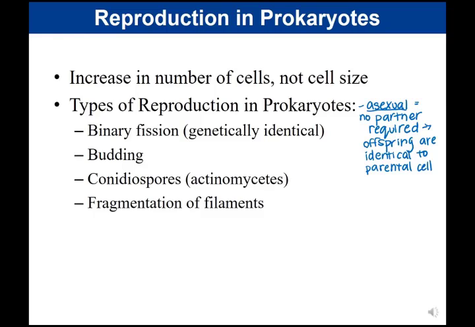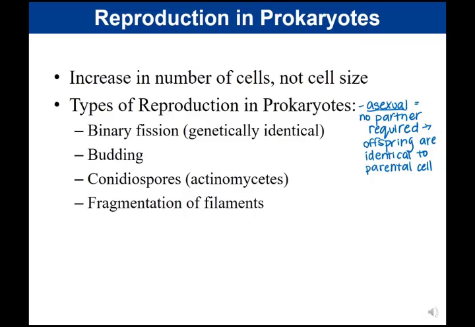Now, there is a caveat to that, and that is that in some cases, when a cell goes to reproduce, occasionally there is a mutation, which is a change in a DNA sequence, which could lead to slight changes between the parent and the offspring. But that's different than sexual reproduction, where two partners come together and you get a lot more genetic diversity. Asexual reproduction generally results in offspring that are identical to the parent, again, barring any mutations.